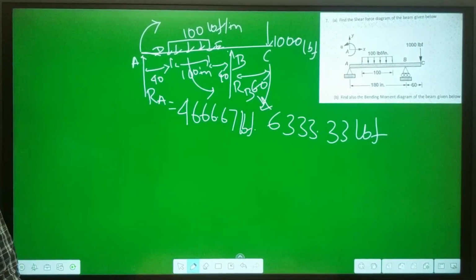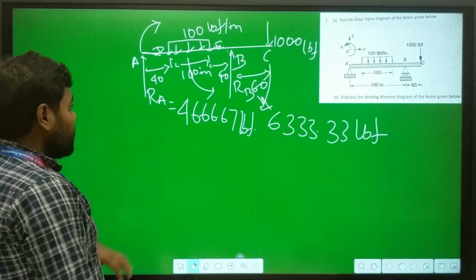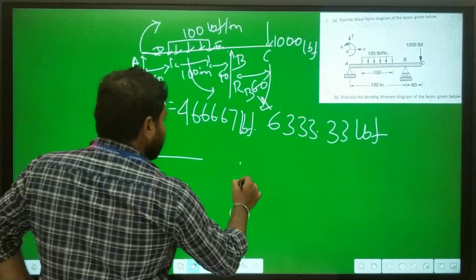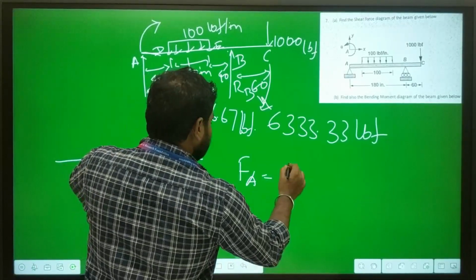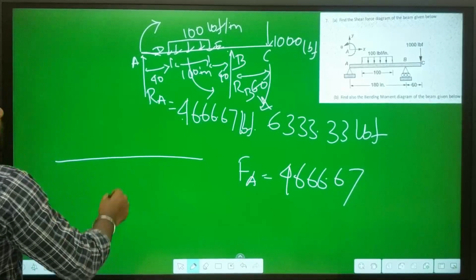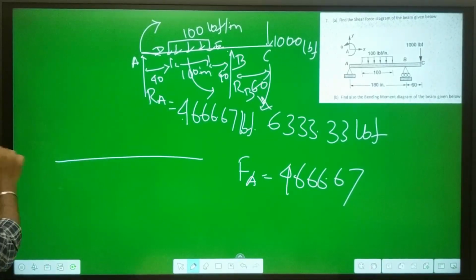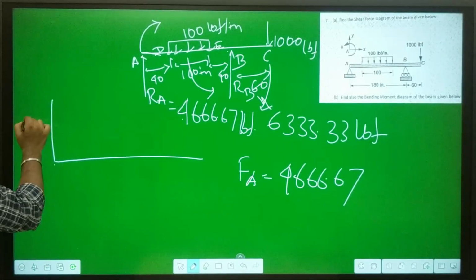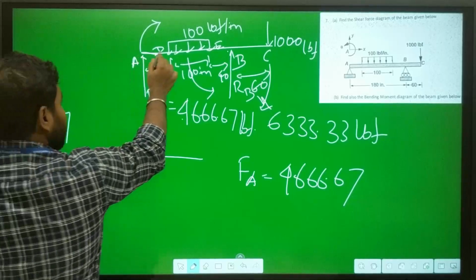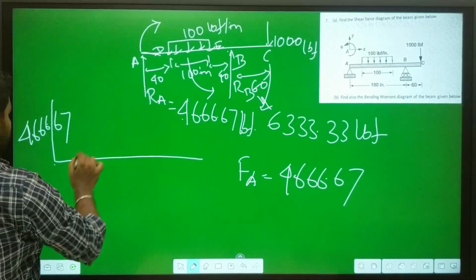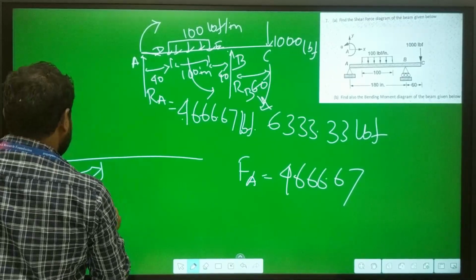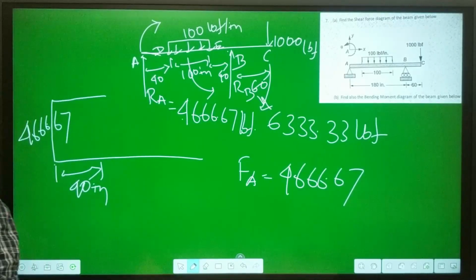So for the shear force diagram, the force at point A we obtained as 4666.67. It will be in positive direction if we consider, that is 4666.67. So that will act up to point D, that is for 40 inch, it will be a straight line.